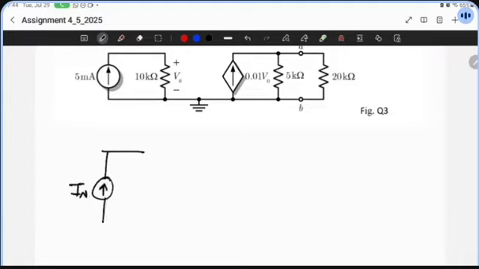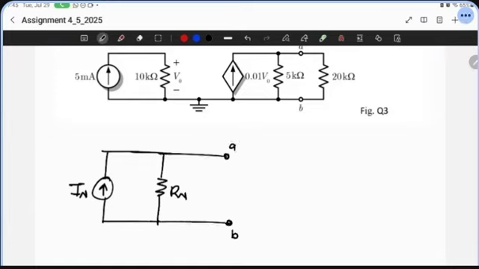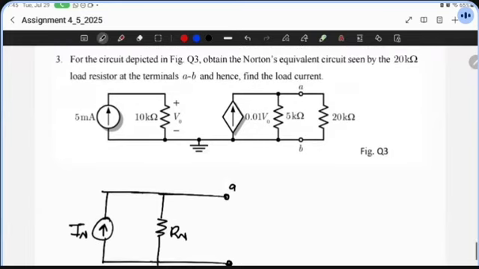That will be connected in series with a resistor, Norton's resistance, and then connecting to the points A and B. Now, to do that, first we need I Norton. To get I Norton, we need to determine the I short circuit.